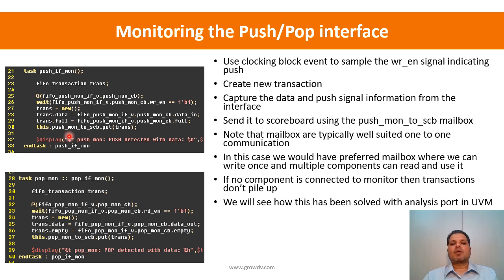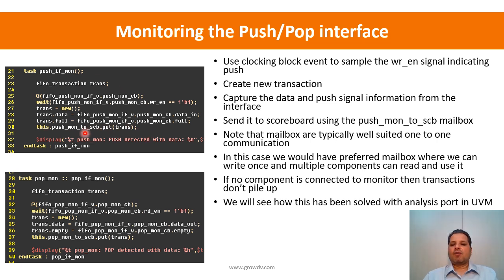So here we have created one more mailbox, from the push monitor to the scoreboard. And ideally, what happens if I do not connect the scoreboard and I leave this monitor port open? Then the transactions will pile up over here and this thread will get blocked. If I have sized the mailbox to be of size 1, immediately after the first one it will get blocked and it will not work. So ideally, what we would have wanted was that even if nothing is connected, the transaction gets popped out automatically, and it continues to function.